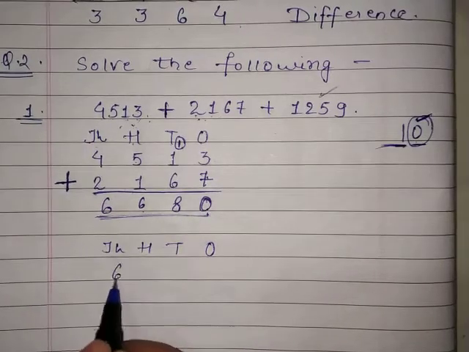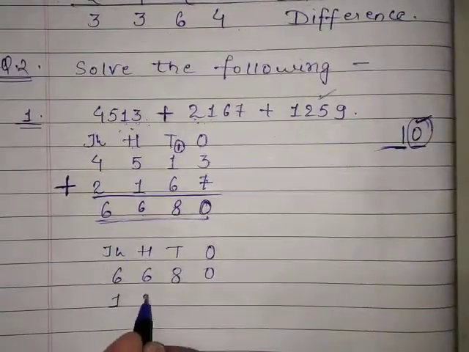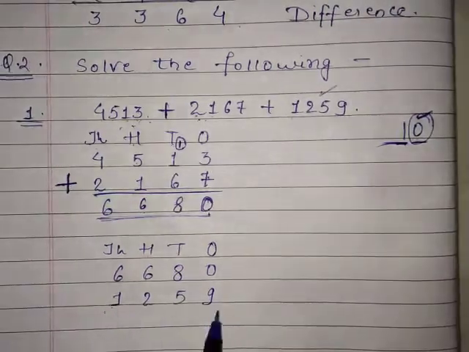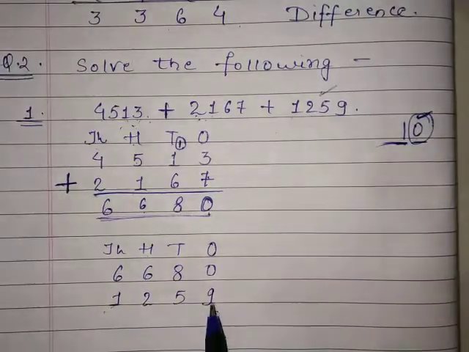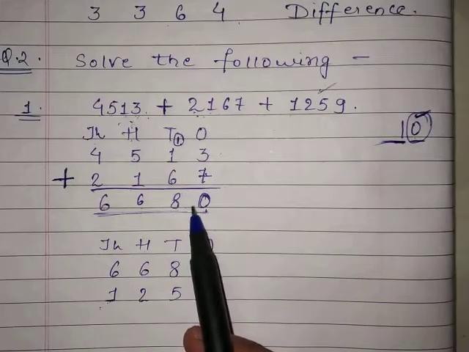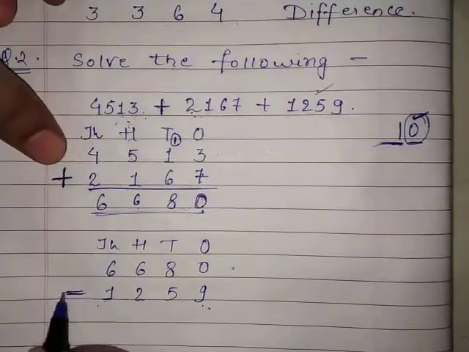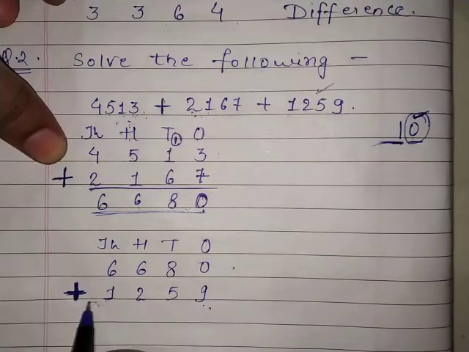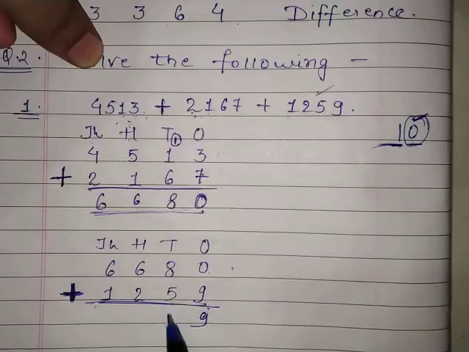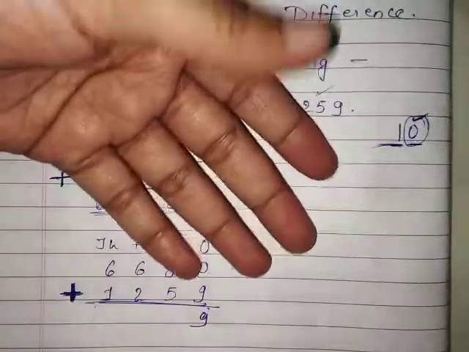Now we will write 6,680. Then 1,259. Alright, only this number was left now. So here we have to write this number. And the addition of these two numbers was 6,680. Now as we are doing the addition, we have to make the sign of plus here. So now 0 plus 9 will be 9. Then 8 plus 5.